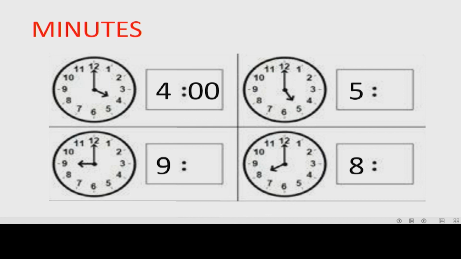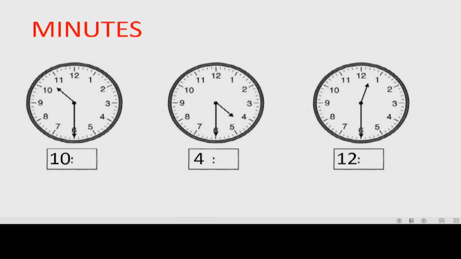5 o'clock. 9 o'clock. 8 o'clock. Excellent. Every time the minute hand is pointing straight up to number 12, we say o'clock. But not anymore. If the minute hand changes, we have to look.